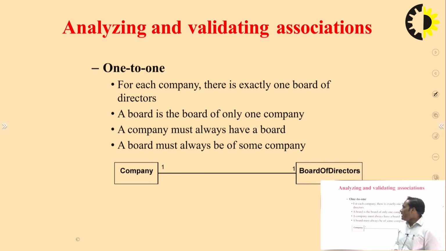So analyzing and validating association by one to one association. In one to one, it is very simple: for each company there is exactly one board of directors. Second point, a board is the board of only one company. And third point, a company must always have a board. And last one, a board must always be of some company. In this diagram, it is very clear that a company is a class, board of directors is a class, and they have the one to one association, because one company has one board of directors.